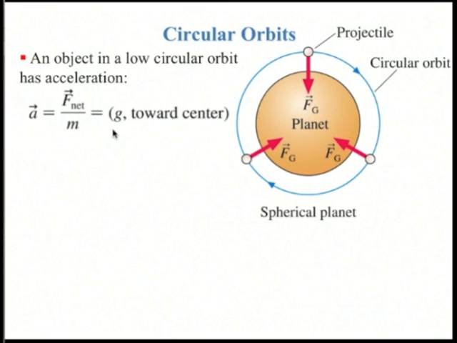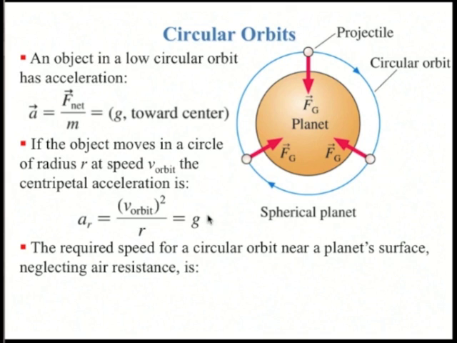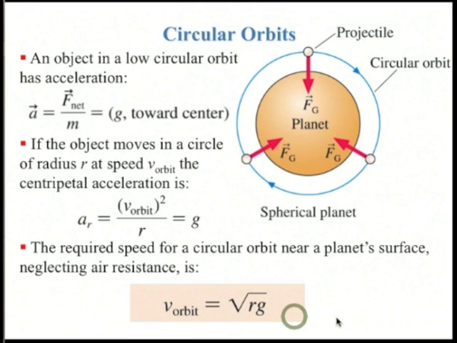So it's F net divided by m is g towards the center. If this is a circular orbit, then this acceleration must be the radial component of the acceleration, centripetal acceleration, which is v squared over r, where v is the speed of this orbit. Okay? And that must equal g if it's gravity. So we can solve this equation for the orbital speed, and it turns out to be the square root of r times g. This is the required speed for a circular orbit near a planet's surface, neglecting air resistance.